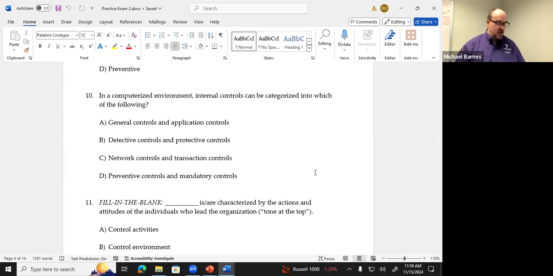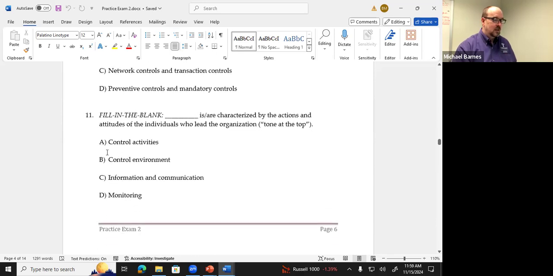Remember, IT controls are general or access controls. Okay, either term is fine. And then application controls. So the general and access controls define what the users can do. Application controls define what the system does. All right, that does not change, but that's just a general identification. So A is our answer.